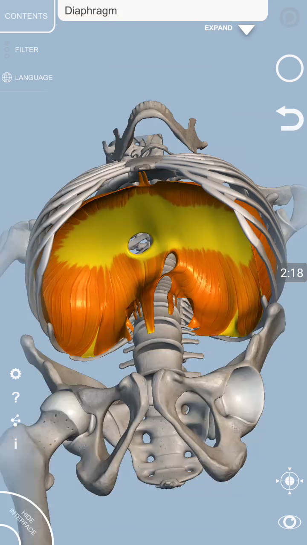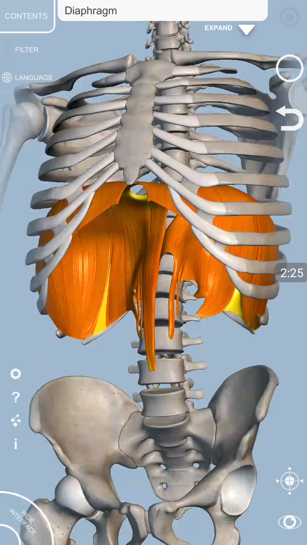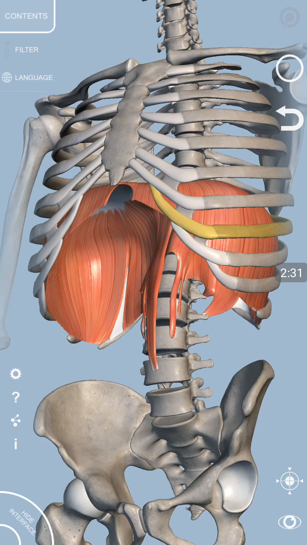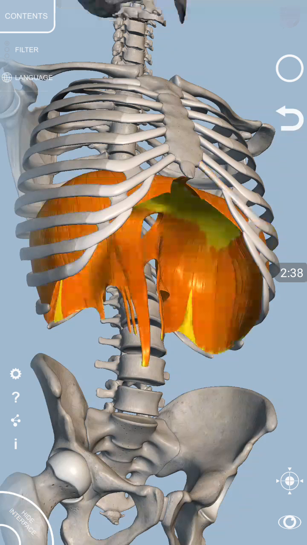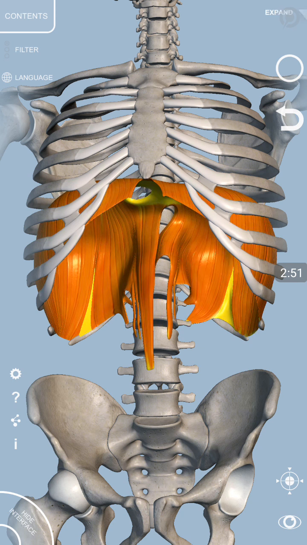And on either side, this lateral part is attached onto the 7th, 8th, 9th, 10th costal cartilages and their adjoining ribs as well. So this portion is called the costal portion. So again, sternal portion and costal portion. And this posterior portion is also called the lumbar portion. Why? Because this posterior portion is originating from the vertebral bodies of the lumbar vertebrae.